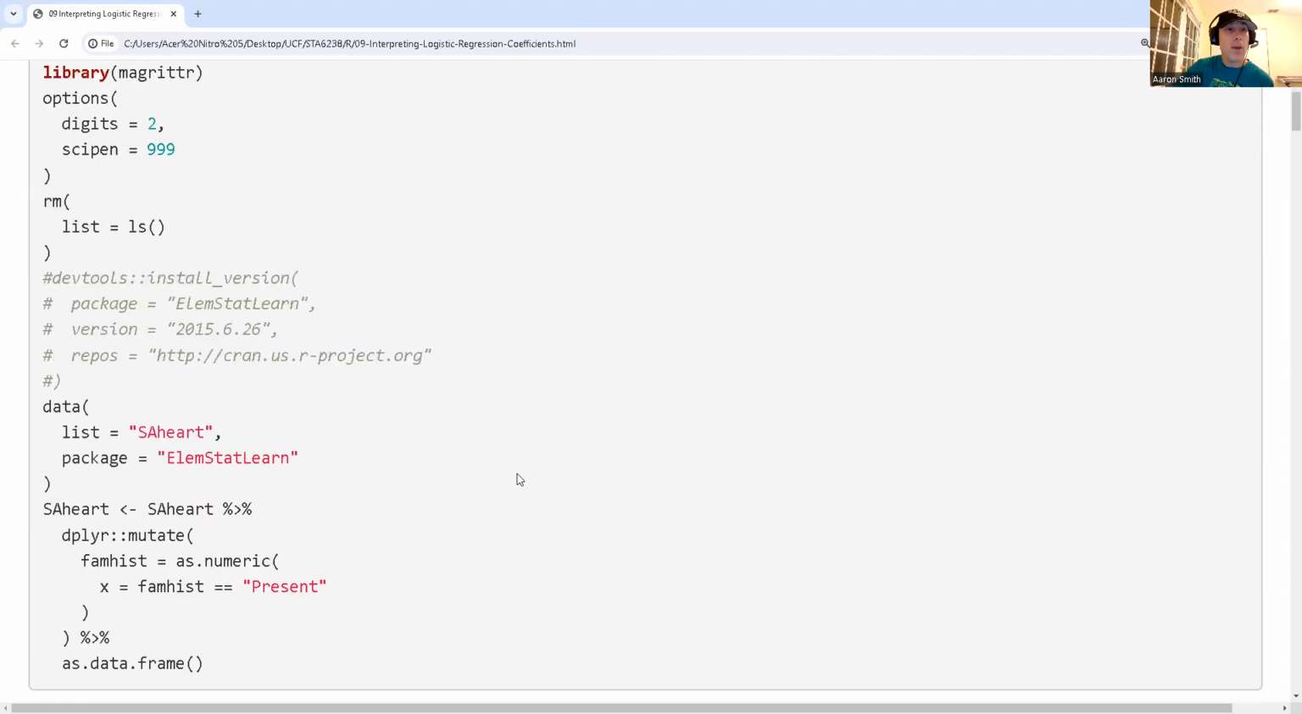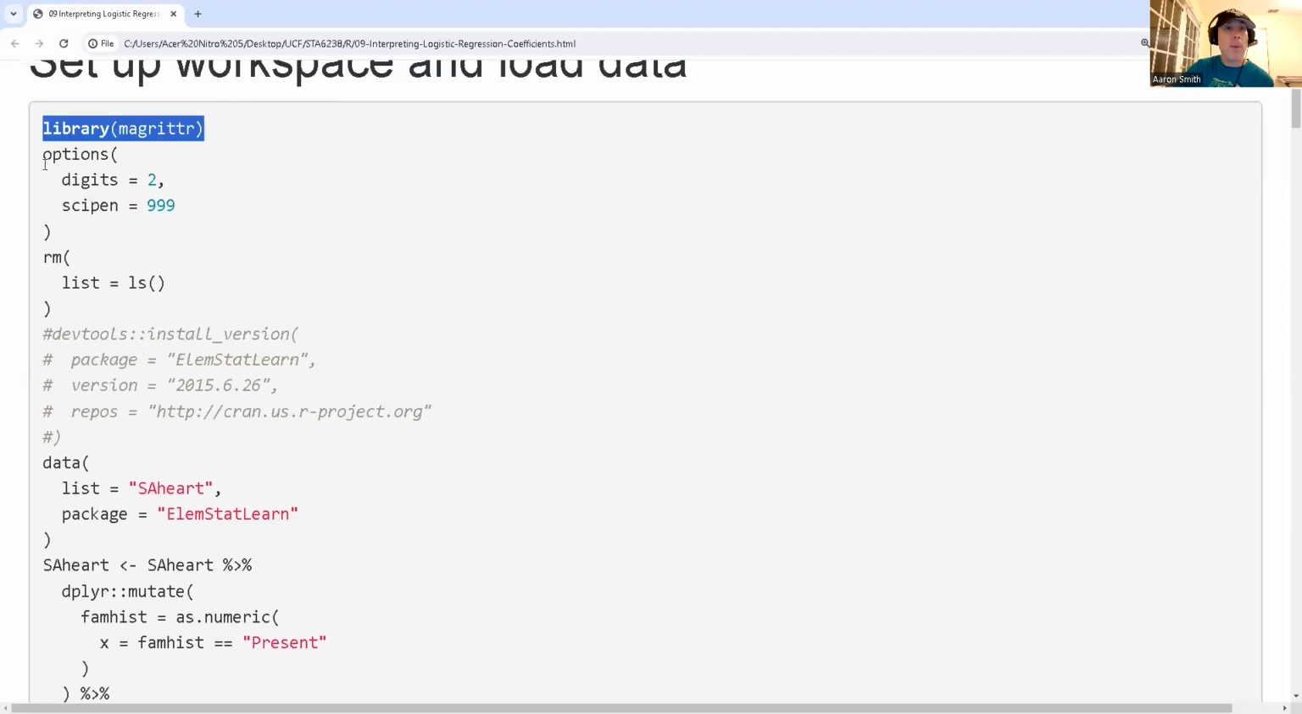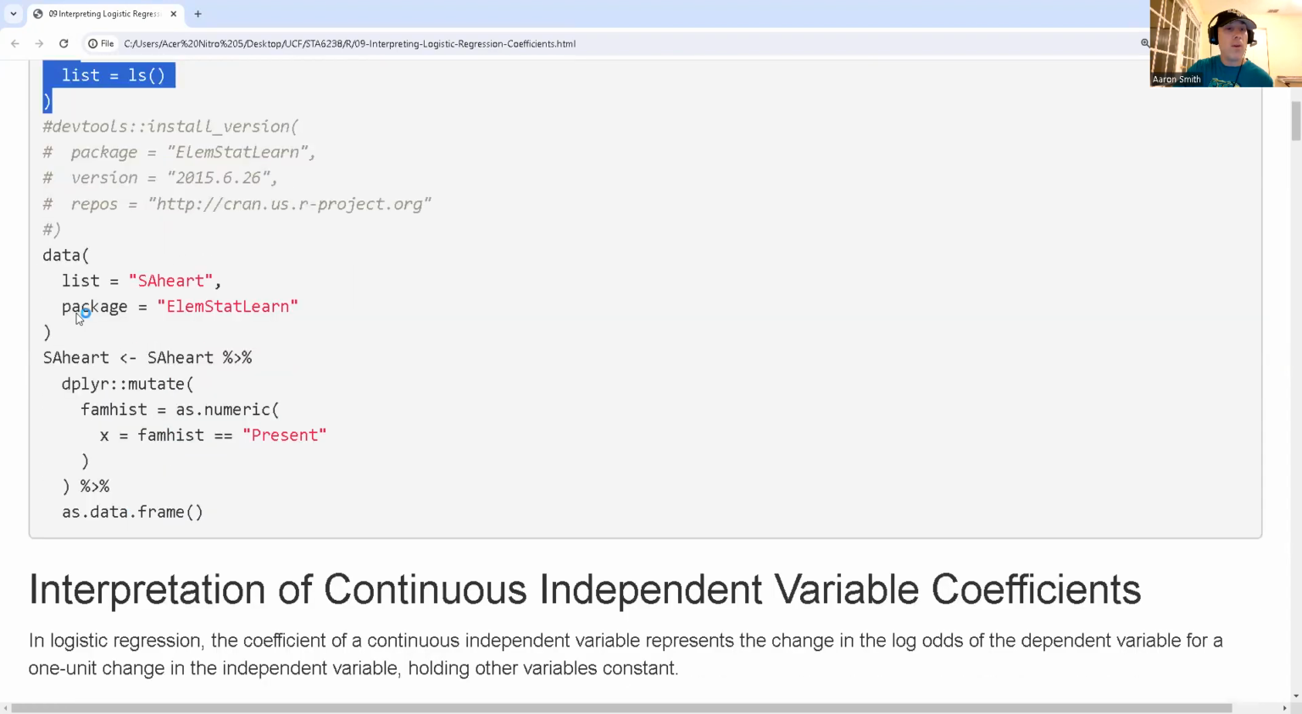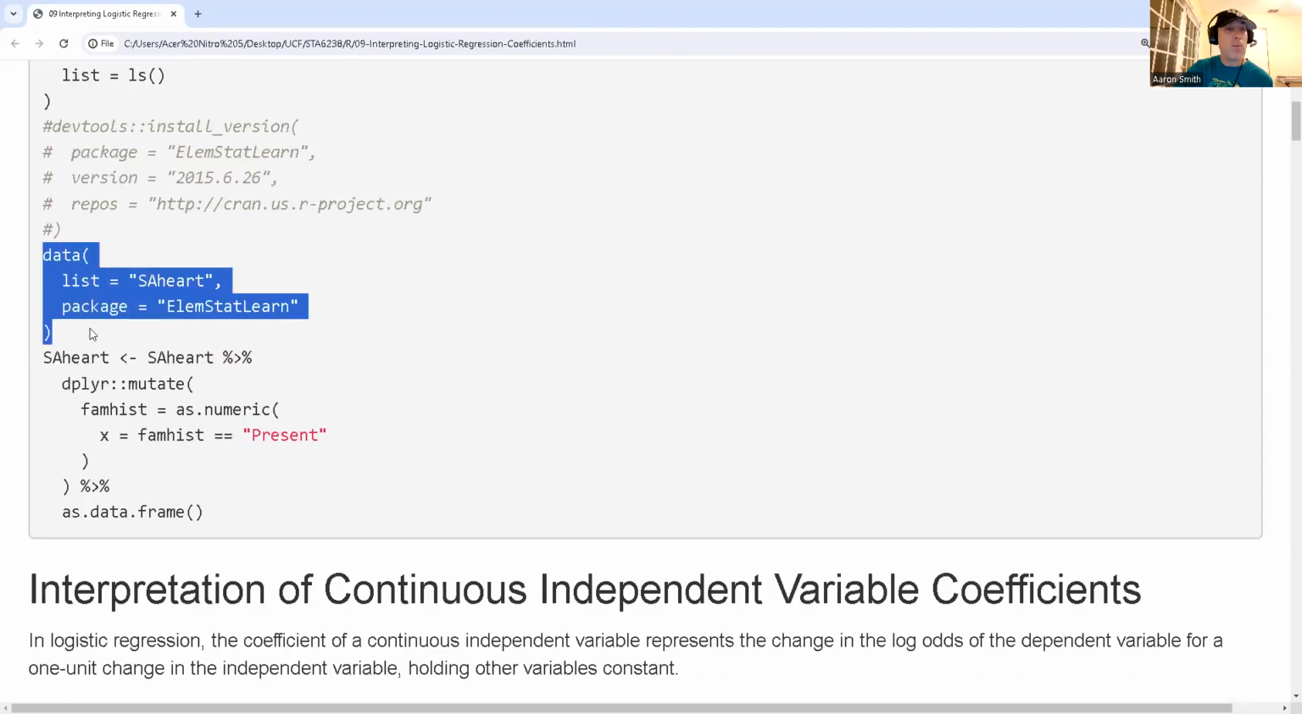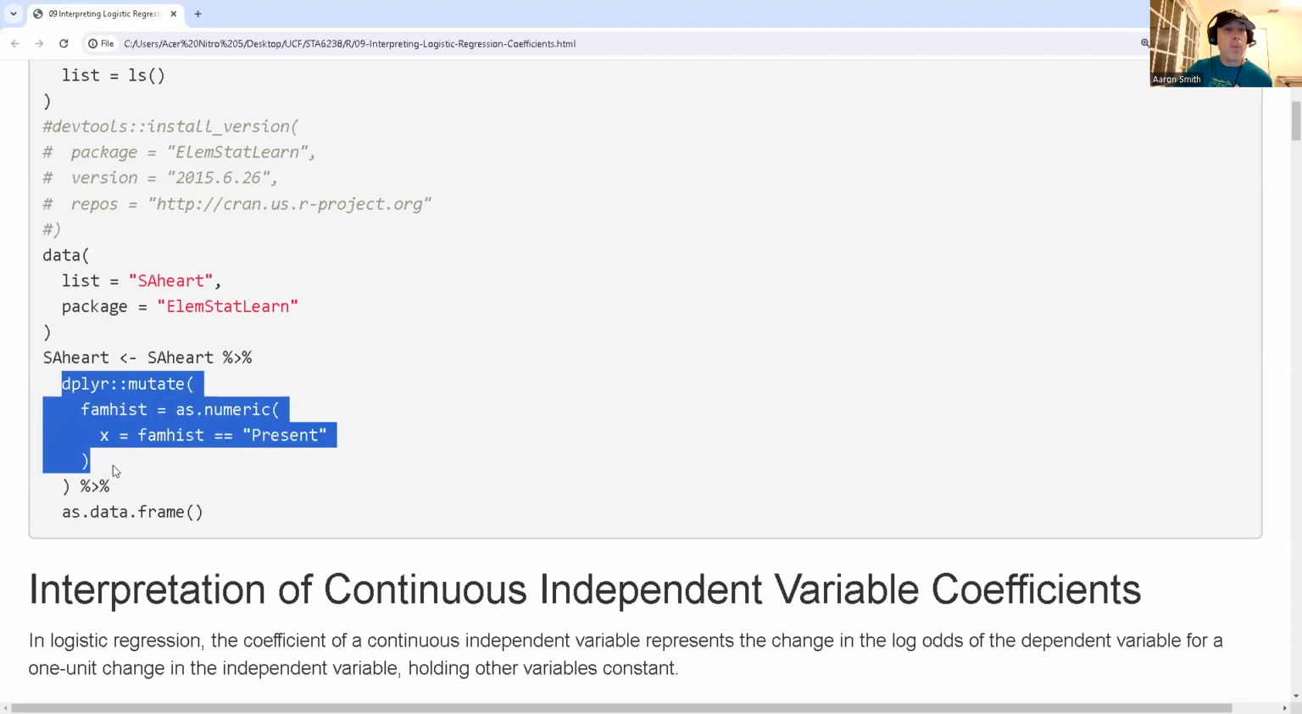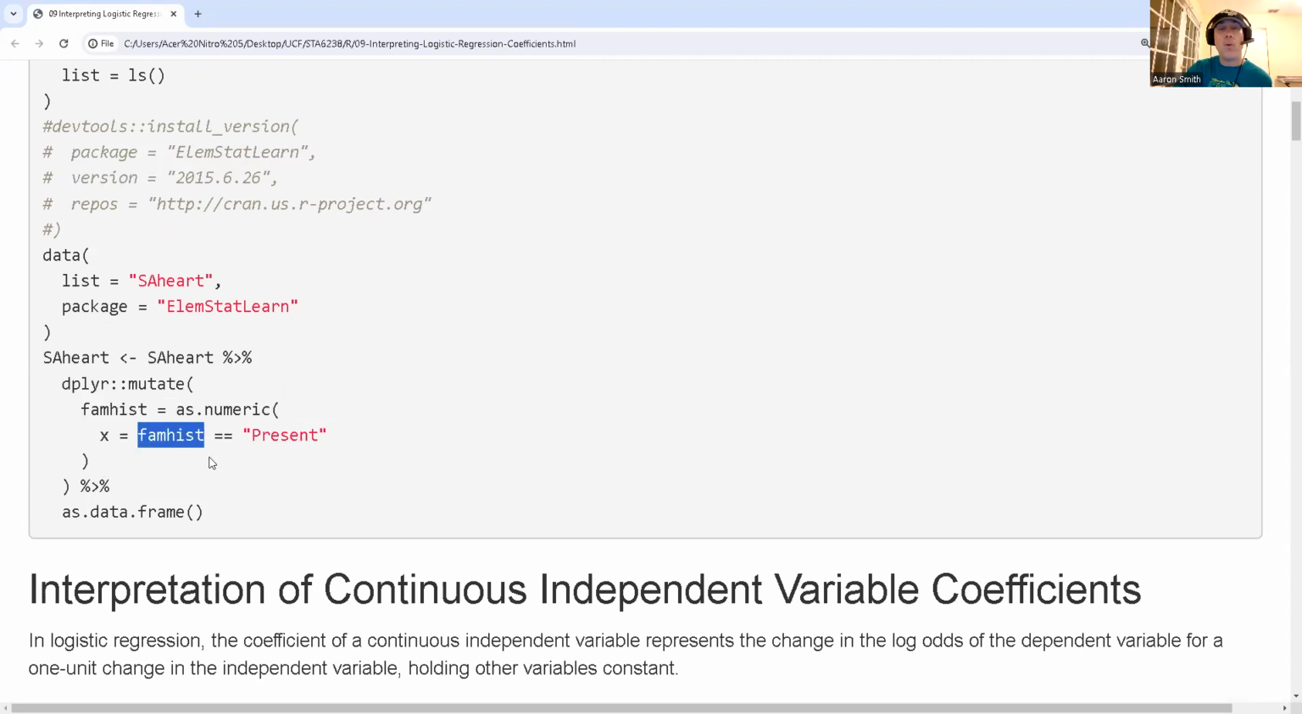All right, so let's go ahead and load our data. I'm going to use piping. I'm going to make sure that I don't get blasted in the face with digits. I'm avoiding scientific notation, clearing my workspace, loading my data for chronic heart disease. And then I'm just doing a little bit of data prep. I'm converting family history to a binary numeric column, a dummy variable, instead of having the raw values.